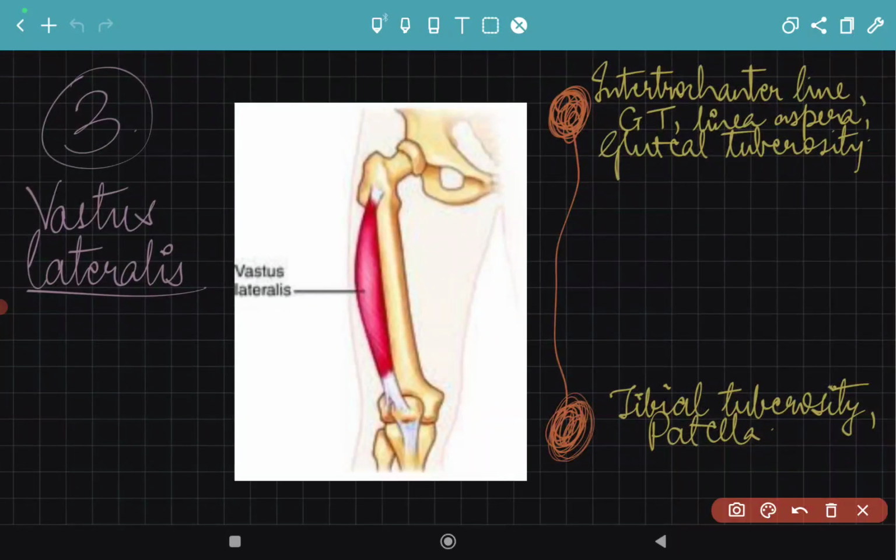Moving on to the vastus lateralis muscle, as can be appreciated in this diagram. The origin is again from the intertrochanteric line, then the greater trochanter as well as the linea aspera and the gluteal tuberosity, going down to insert again to the patella as well as the tibial tuberosity. So that is the origin and insertion. This was about vastus lateralis.